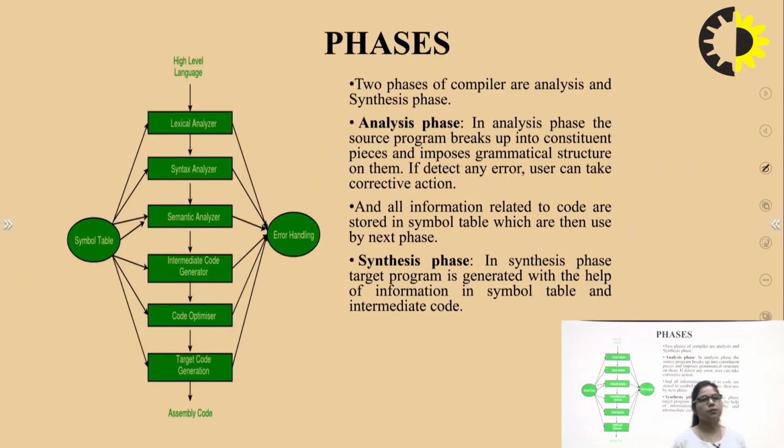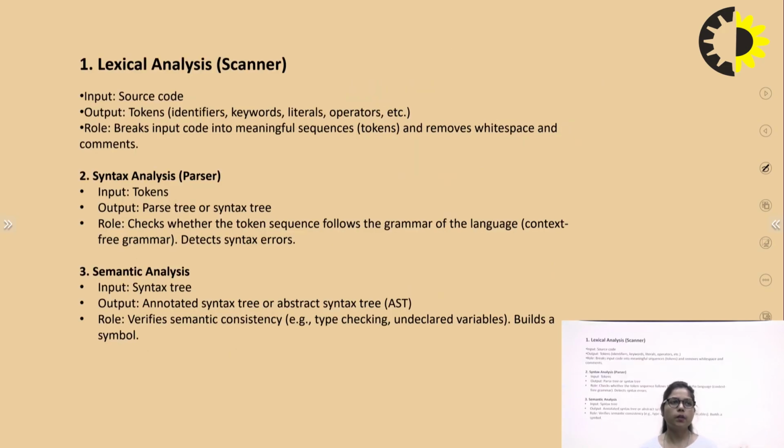The next one is the phases of the compiler, like the lexical phase, syntax phase, semantic phase, intermediate code generation, code optimization, target code generation, and so on. I'll explain them in detail here.